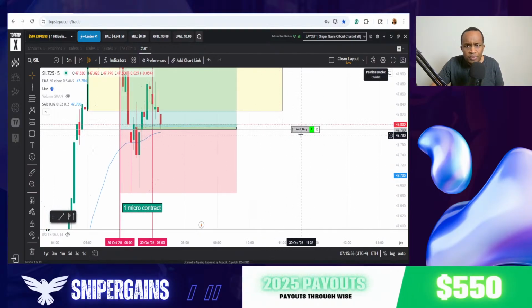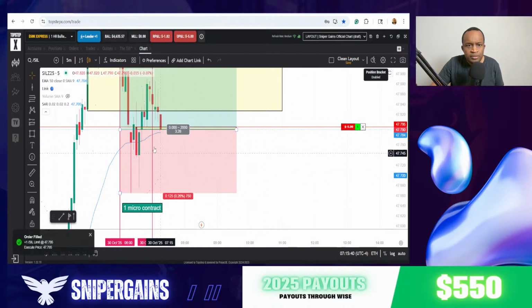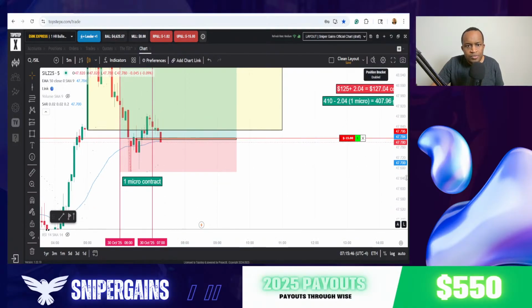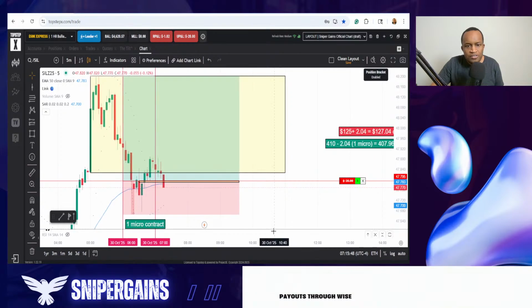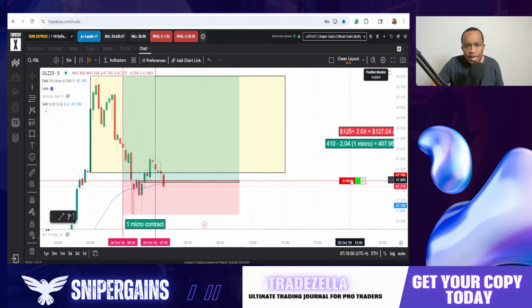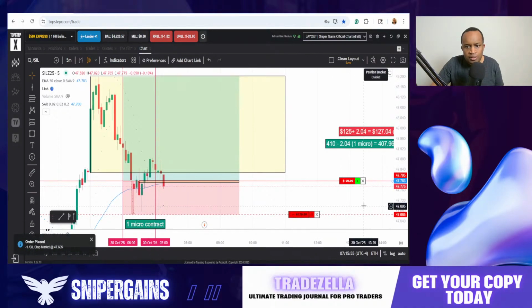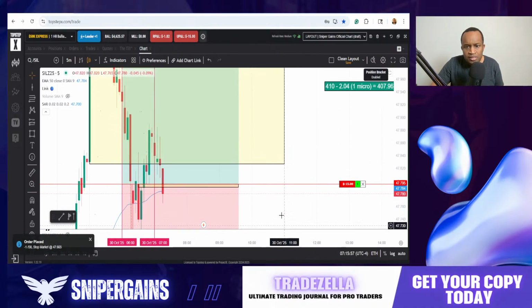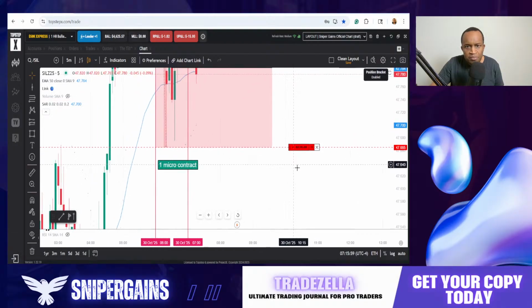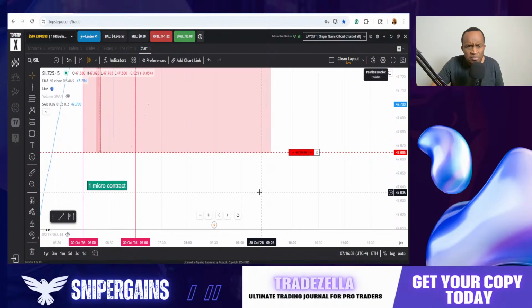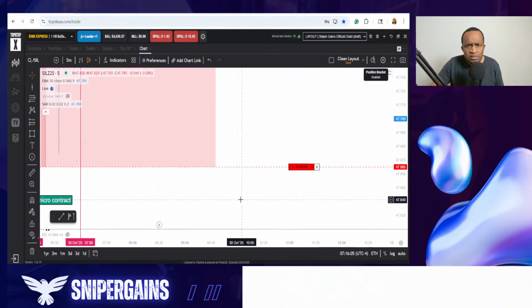I really hate when it does that. It's very annoying. There we go. All right, so it has filled the order. And now I'm going to have to do a few things. So first thing, got to set my stop loss. Make sure the stop loss is all the way to the pip. So now I'm risking about 130 bucks.